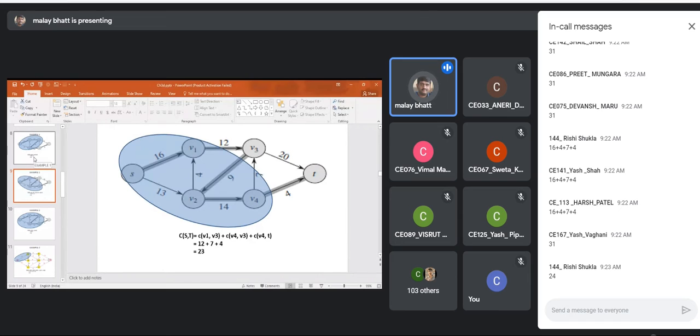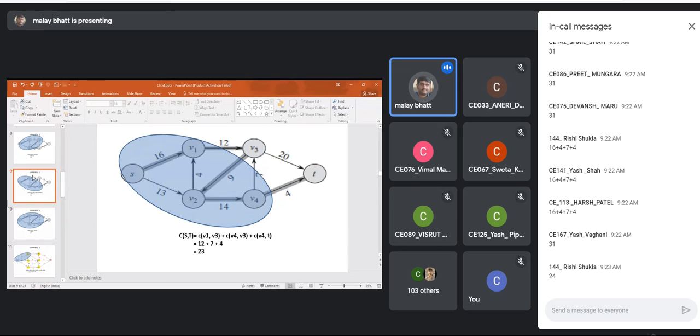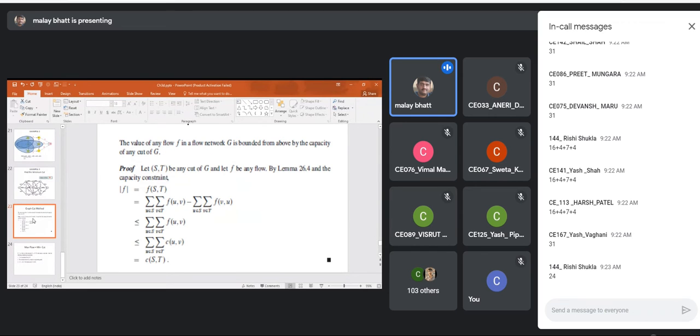We have applied the Ford Fulkerson algorithm in the previous sessions, and we have found that the minimum cut for this graph is 23. So through Ford Fulkerson also we can show that the minimum cut is equal to the max flow value. Now let us have a simple proof.